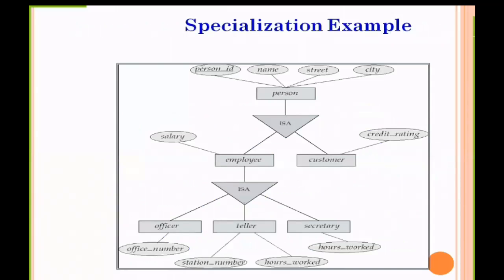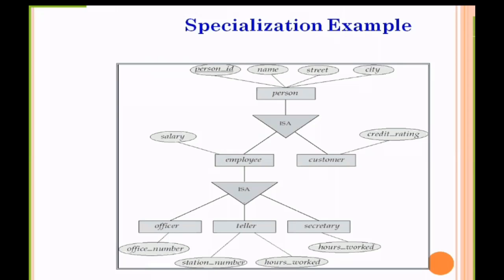As depicted in this diagram, you can see the person table or relation, which has attributes like person ID, name, street and city. These are all the attributes of the person table. The employee table and customer table are a type of person. So employee is also a person and customer is also a person.